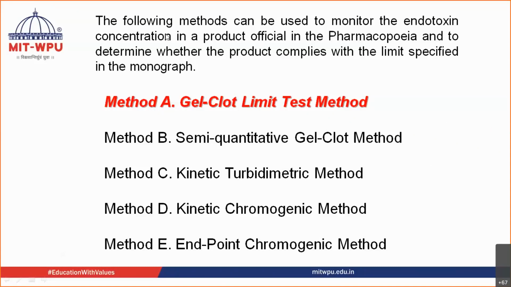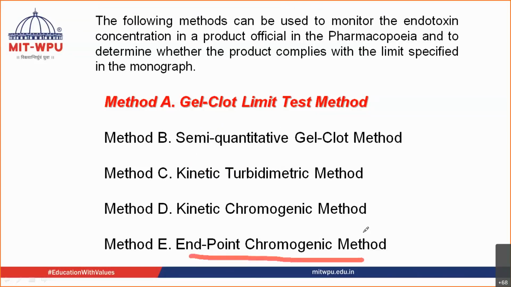Now there are different methods that have been used as per the pharmacopoeia. There are 5 methods. You have method A, which is known as gel clot or limit test method, which you are going to see in detail. You have method B, which is the semi-quantitative gel clot method. You have method C, which is the kinetic turbidimetric method. You have method D, which is known as the kinetic chromogenic method. And you have method E, which is known as the endpoint chromogenic method.